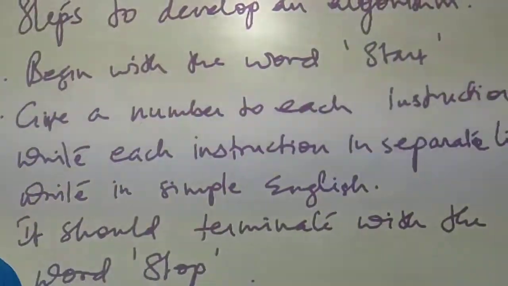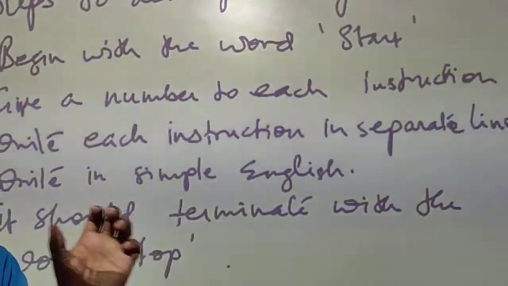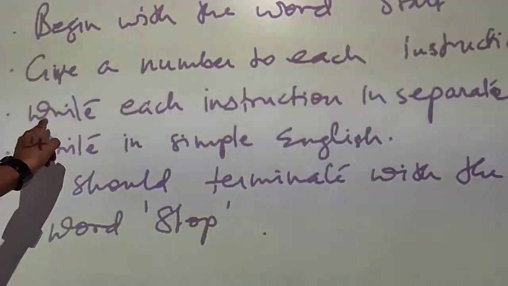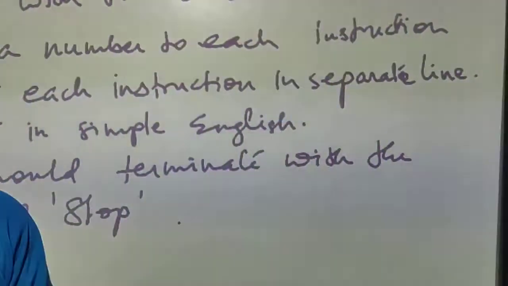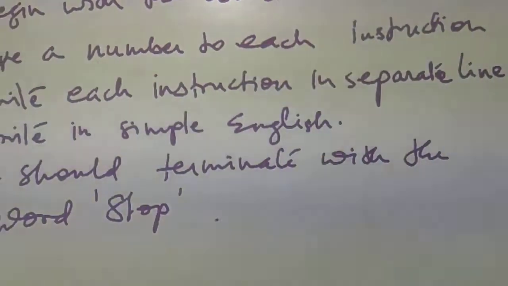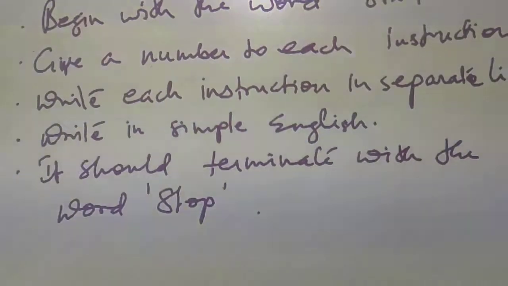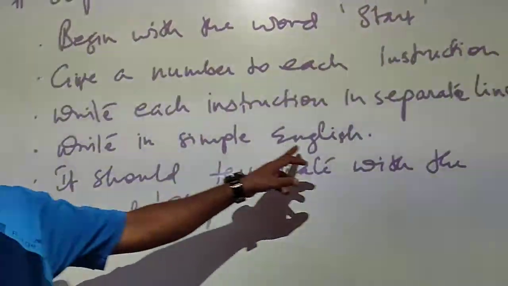So for every block there should be a number. Step 1, step 2, step 3, step 4 and step 5 like that. Then write each instruction in a separate line. Each instruction, we can divide into smaller parts and you can write them in separate lines. Then write in simple English language.